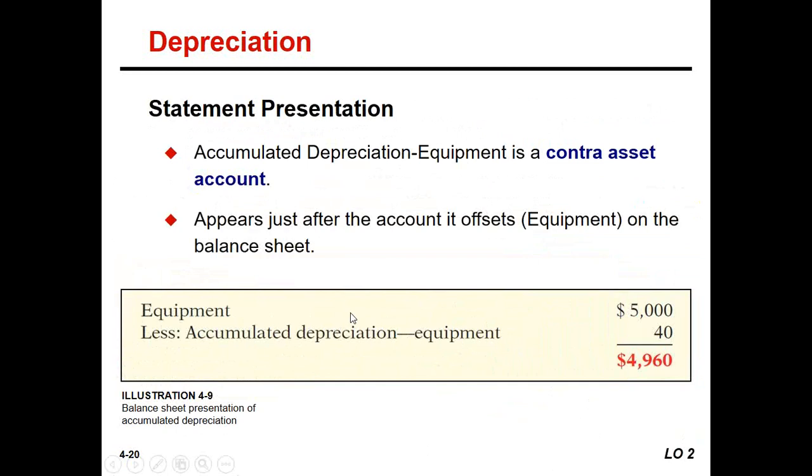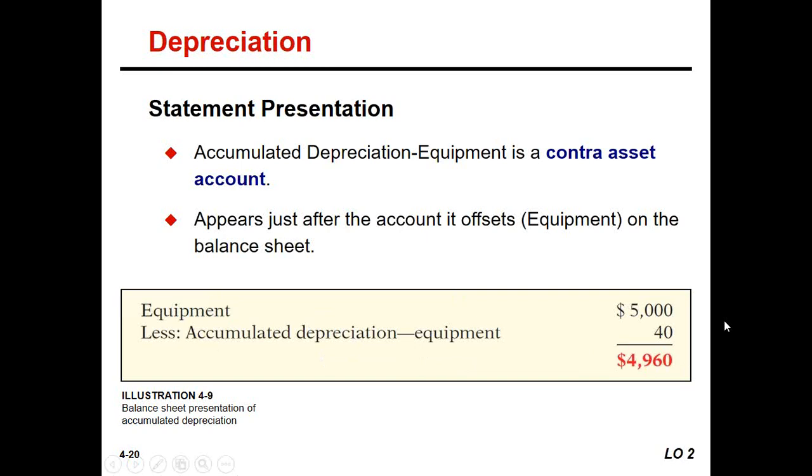On the balance sheet, which is the financial statement that our assets appear on, this is how these numbers will appear. Do you remember our classified balance sheets? Okay, you saw this already. So the accumulated depreciation appears directly underneath the item it's offsetting, and we show what is called the book value on the balance sheet.